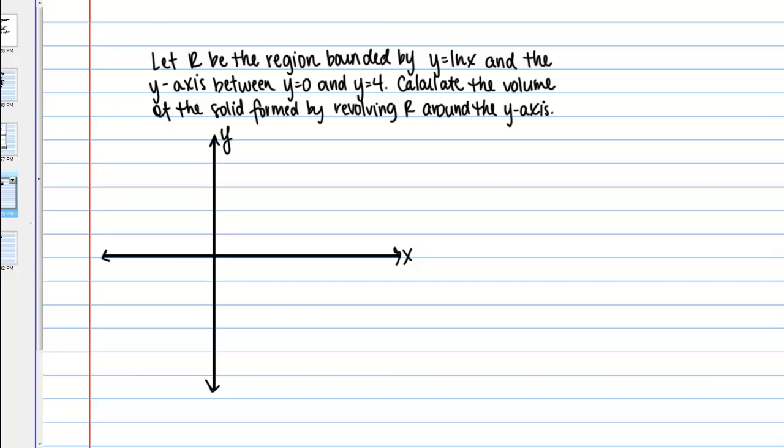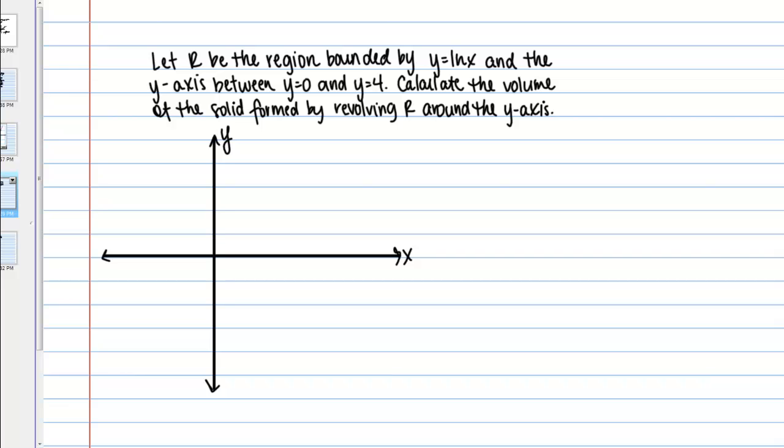Let R be the region bounded by y equals natural log of x and the y-axis between y equals 0 and y equals 4. Calculate the volume of the solid formed by revolving R around the y-axis. So as usual, we want to start by sketching our region R. Our region R is bounded by y equals natural log of x and the y-axis.